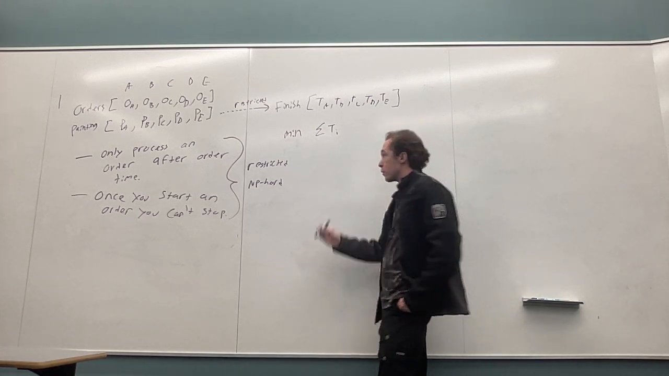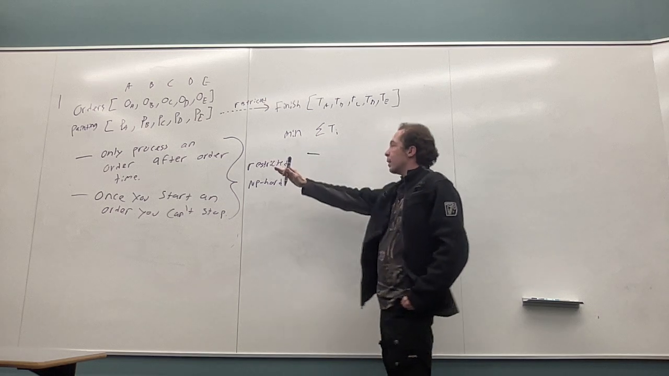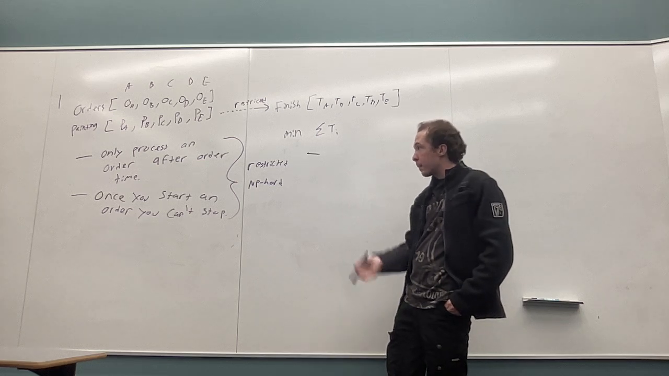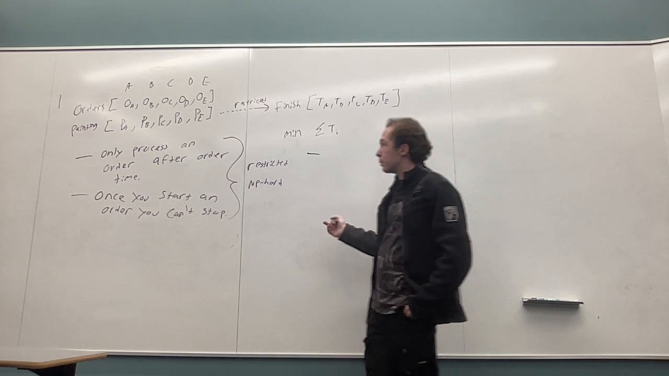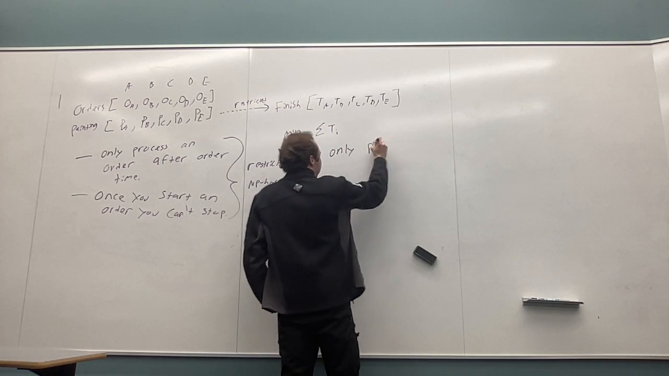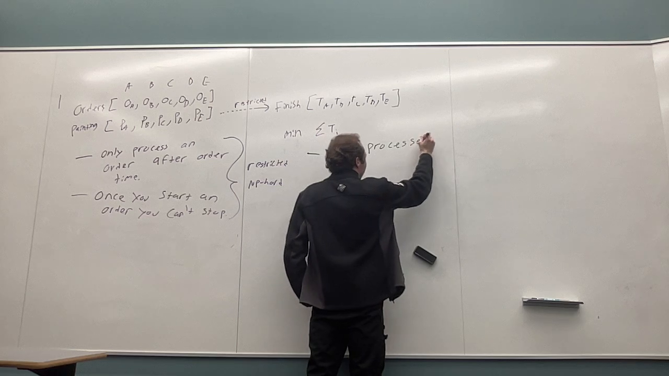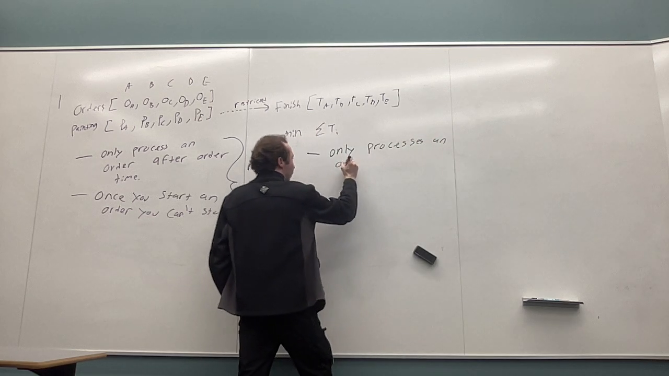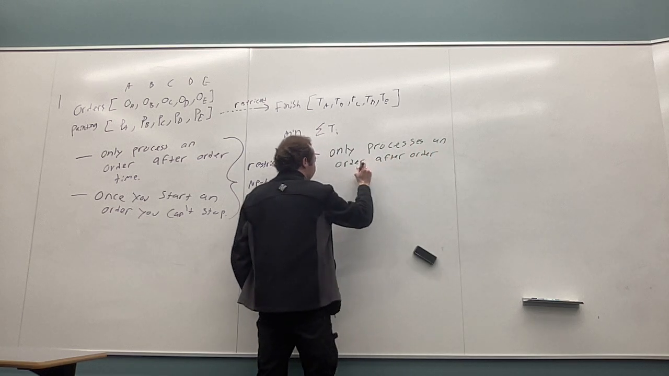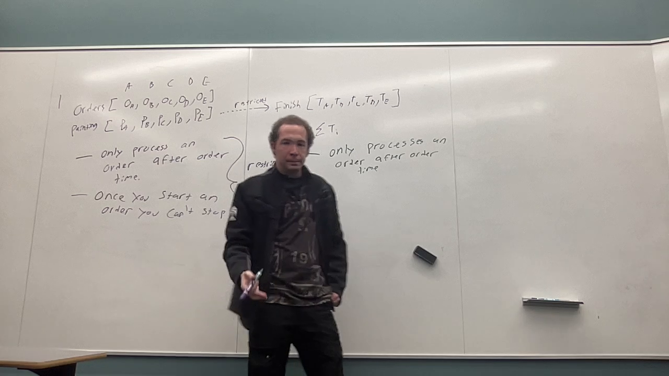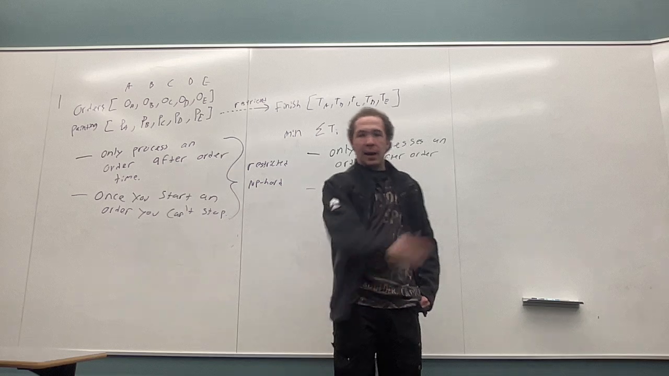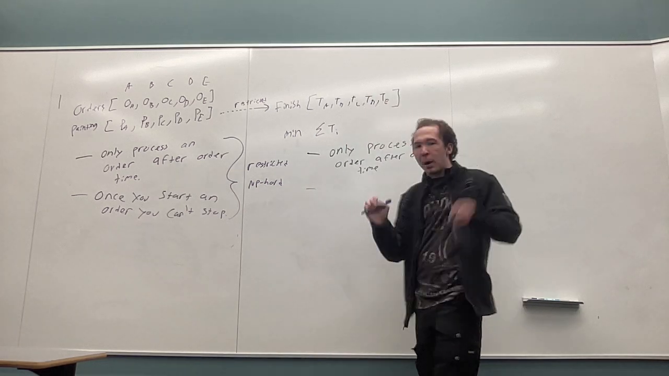Here's how the unrestricted version works. We have the same condition that we can only start a process after the order time. Now here's where it's different. In the restricted one, the moment you started one, you had to go until the end and finish it. In this one, we have a pause function.